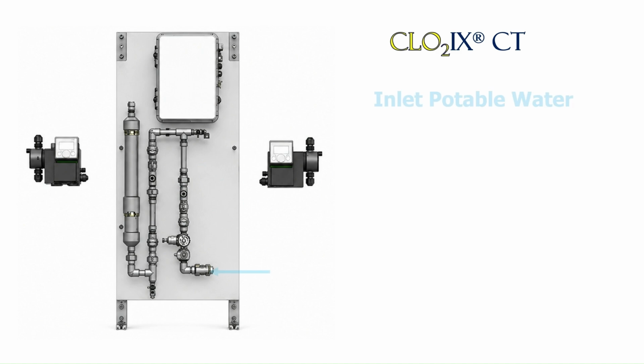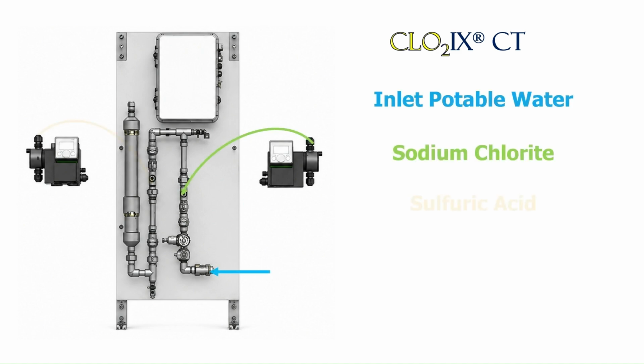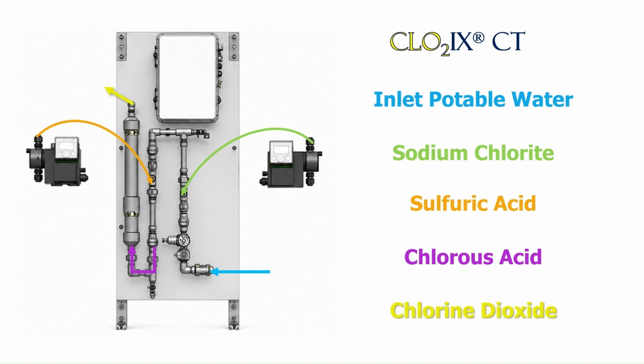The CT system uses sodium chlorite and sulfuric acid to form chlorous acid. The catalyst then converts this into chlorine dioxide. This process produces chlorine dioxide safely with no excess chloride formation.